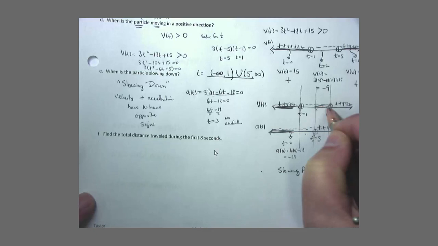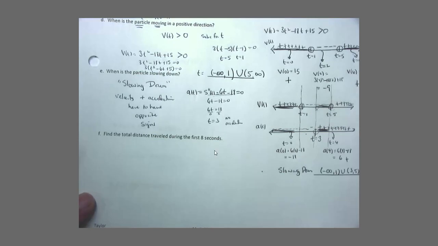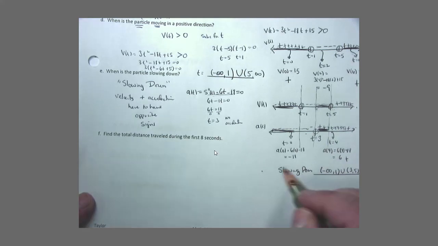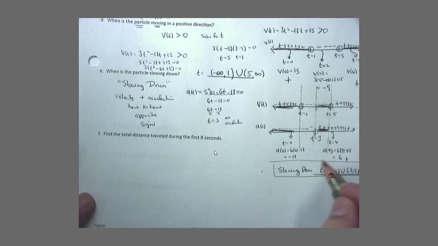So right in here, they have opposite signs. But over here, from 5 to infinity, the velocity is increasing and the acceleration is increasing. They're both in the positive direction, so they're not opposite signs. So the answer for slowing down is this. And remember, this is a time interval. It is from negative infinity up to 1 and between 3 and 5 seconds. That's when the particle is actually slowing down. Does that make sense? Questions?